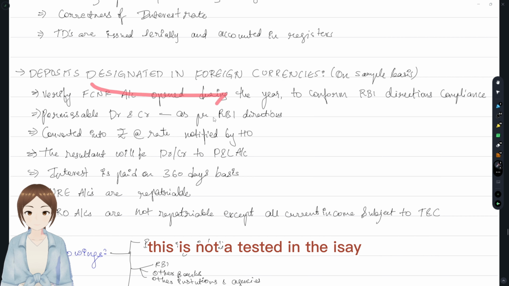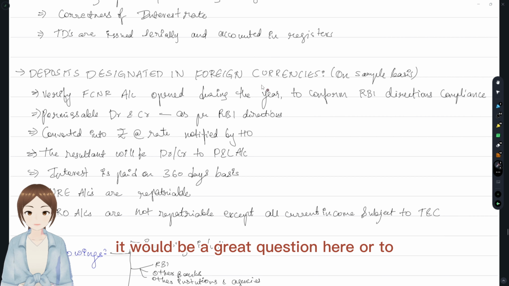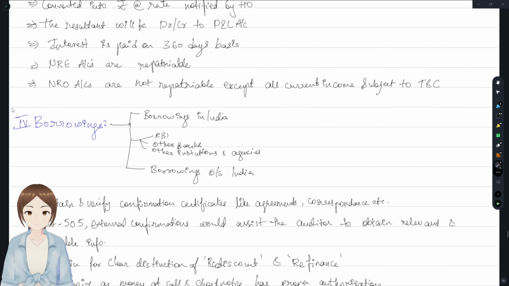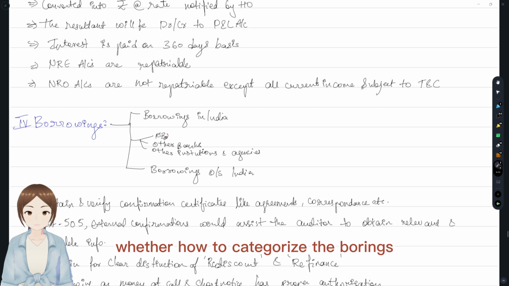This is not tested in the ICA, but make sure to look at it one day before the exam so that you could write it. I think mostly it would be a great question to ask in our current examination. And borrowings in India: how to categorize the borrowings and check for them. Borrowings in India, borrowings from RBI, other banks or other institutions and agencies, and borrowings outside India.